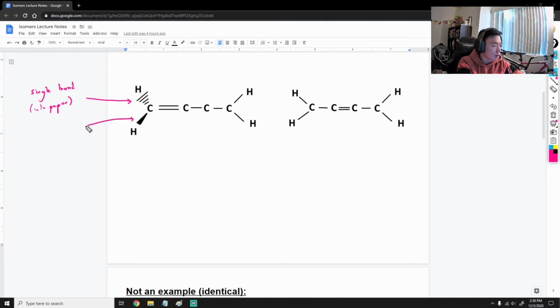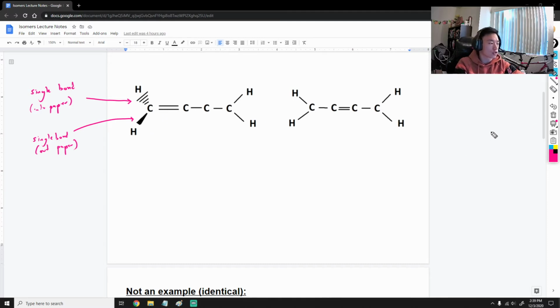This triangle right here is also a single bond, but it's the exact opposite. That means it's coming out of the paper. So we have a single bond here and a single bond here. One's going into the paper, one's coming out. And then we have a double bond, and then we have a bunch of singles.